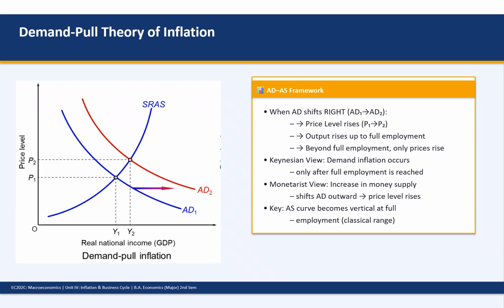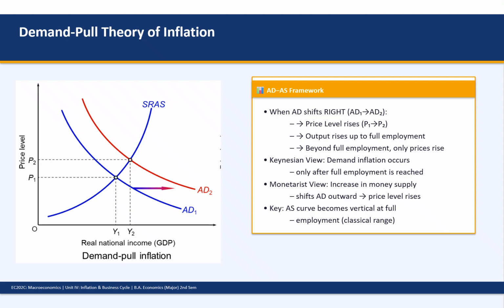So after that point, any further increase in demand may mainly raise the prices rather than output. This is the key idea behind the Keynesian view. So, according to Keynes, demand inflation becomes important only after full employment is reached. Before that, higher demand may increase both output and employment.